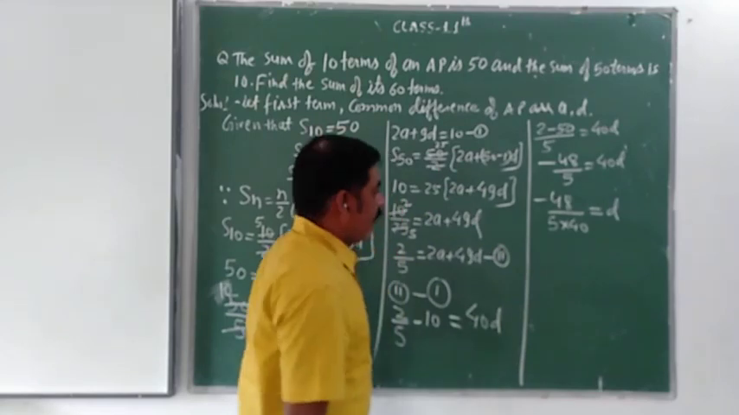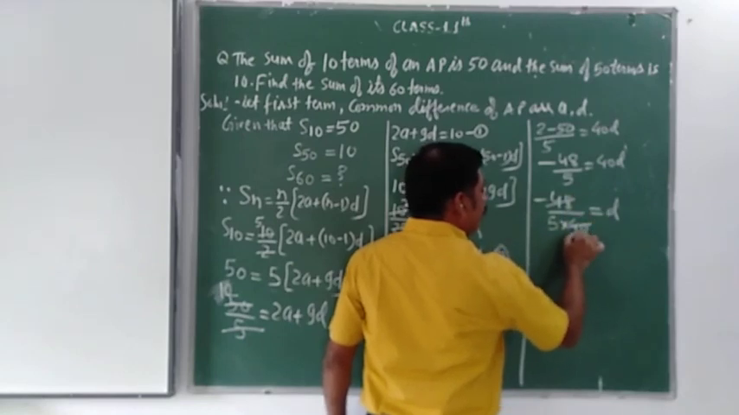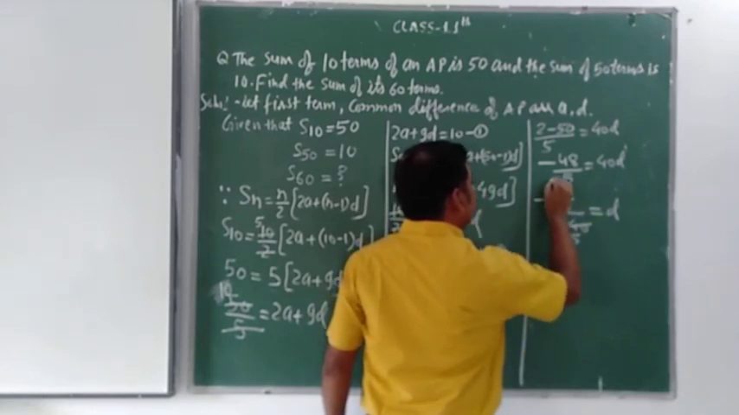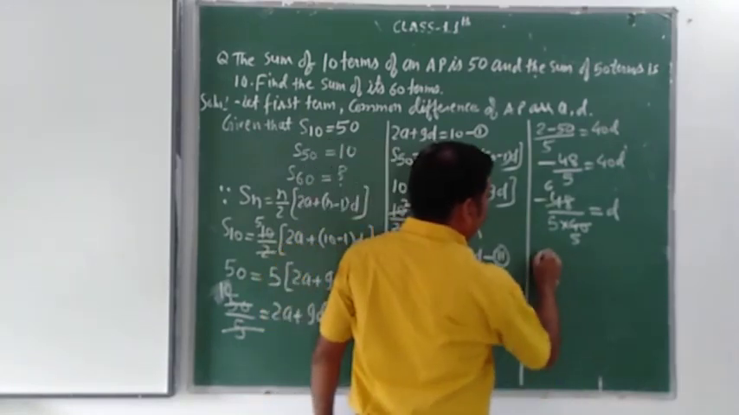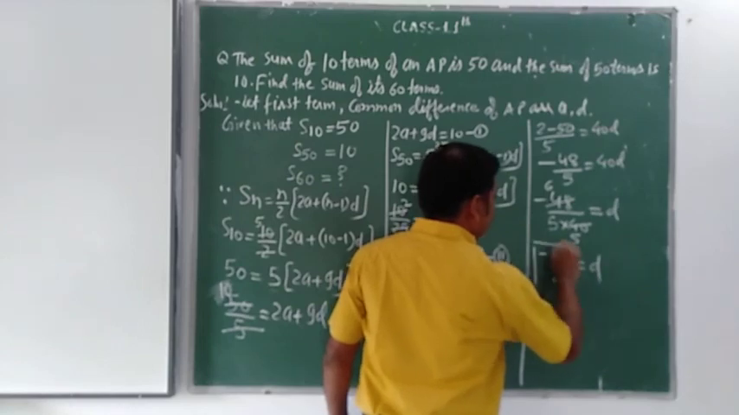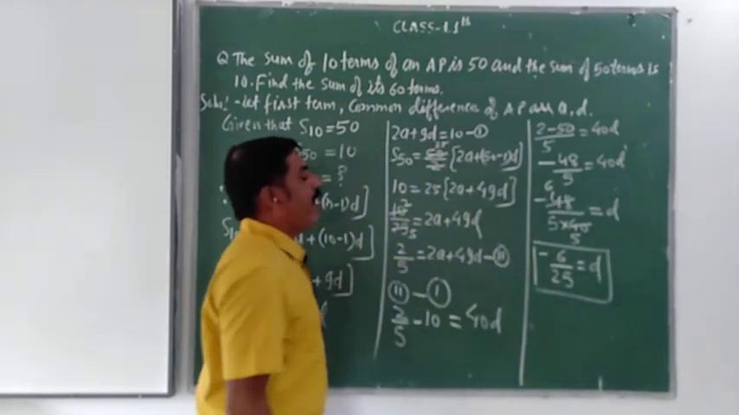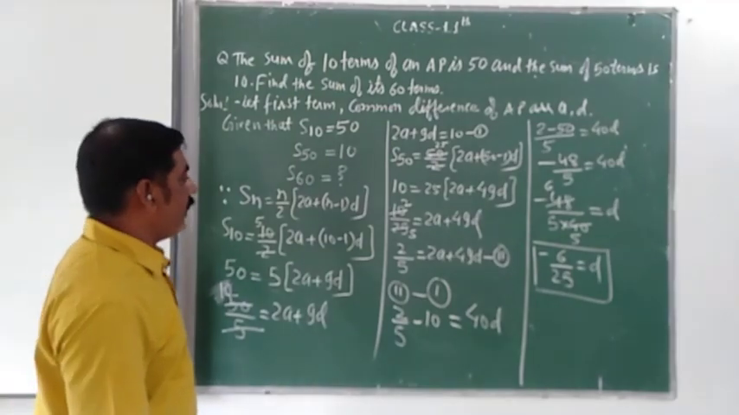Now shifting, minus 48 upon 5 into 40. 8 5s are 40, 8 6s are 48. Now we have d is equal to minus 6 upon 25. So we got the value of d, which is minus 6 upon 25.